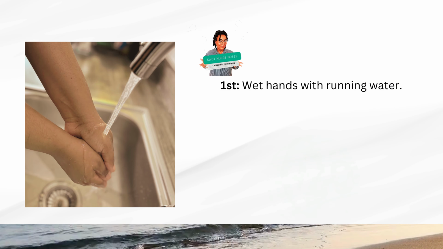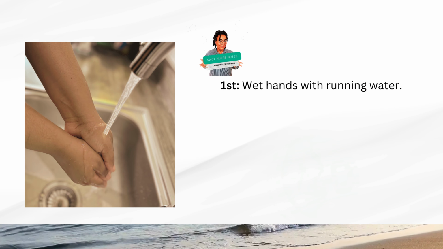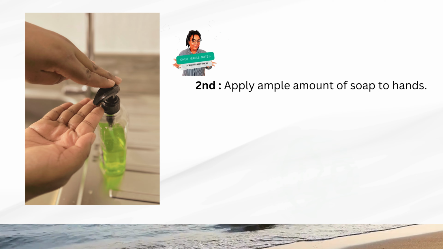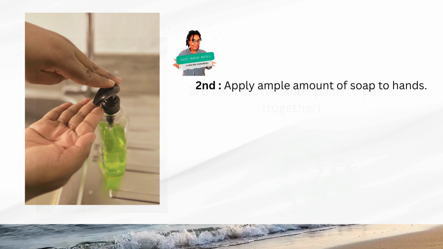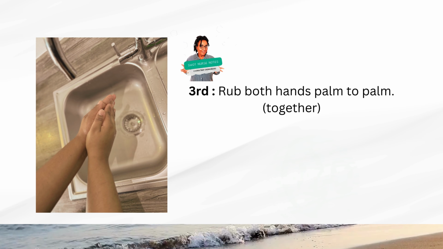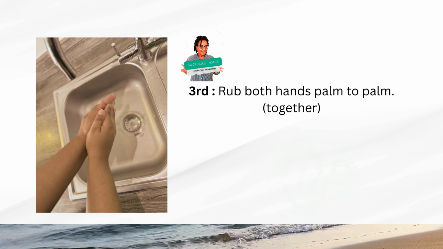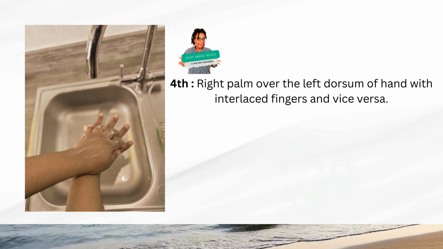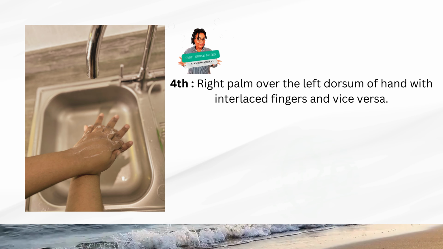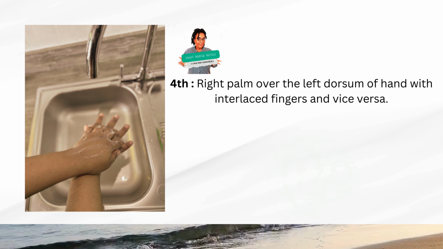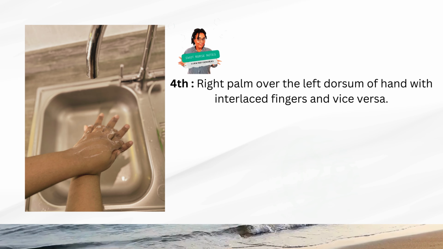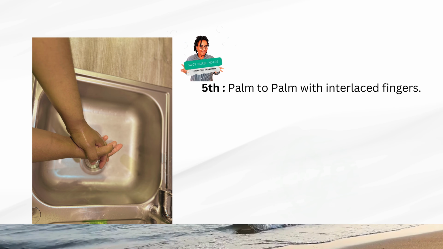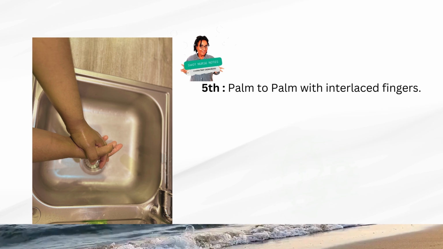First, wet hands with running water. Second, apply an ample amount of soap to hands. Third, rub both hands palm to palm. Fourth, place the right palm over the left dorsum of the hand with interlaced fingers and vice versa. Note, this is done for both hands. Fifth, place hands palm to palm again, this time with fingers interlaced, rubbing both hands together.